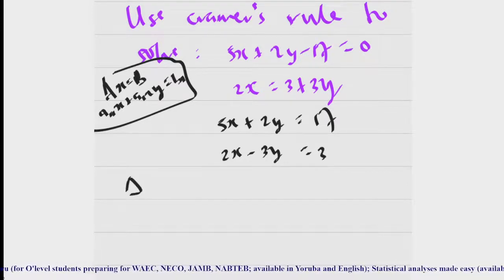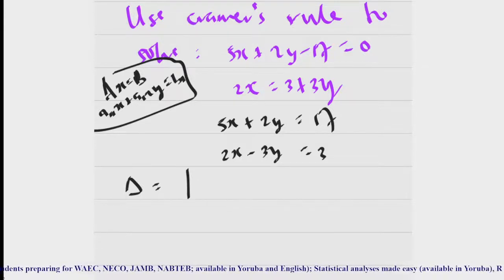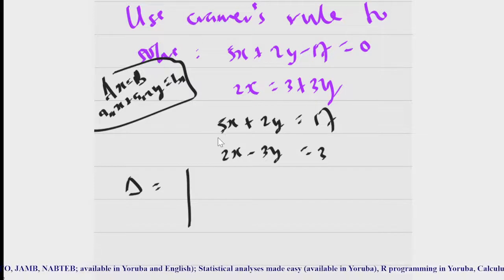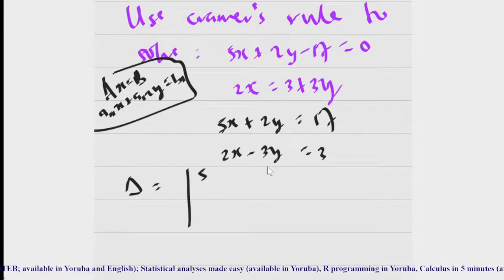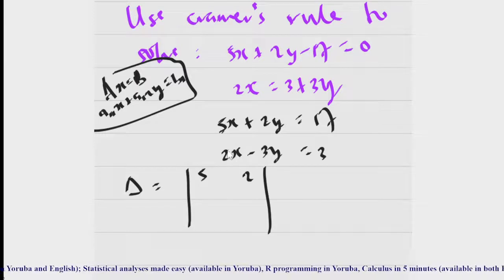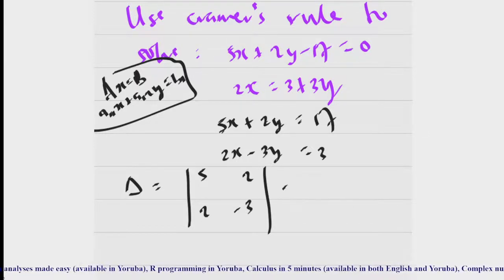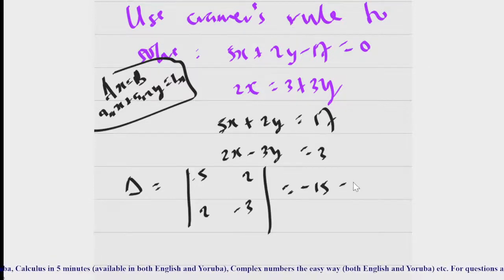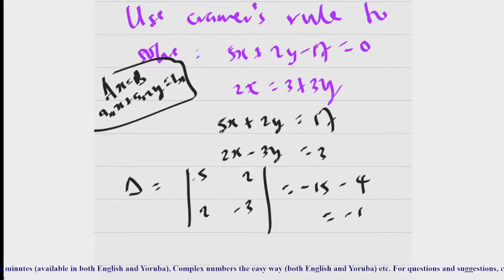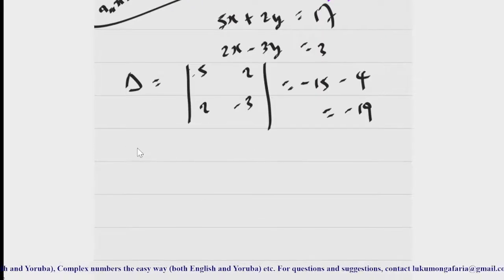Then you now find your d. What is d? That is the determinant of the coefficients of x and y. What are the coefficients of x and y in these two equations? 5, 2, 2, minus 3. If you take the determinant, you multiply the elements along the leading diagonal minus the elements along the second diagonal. 5 times minus 3 minus 2 times 2 is minus 15 minus 4. That will give you minus 19. I hope you understand.